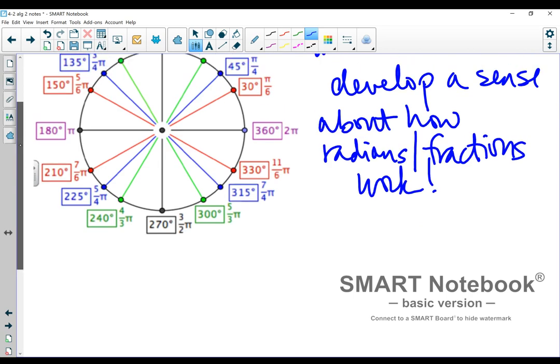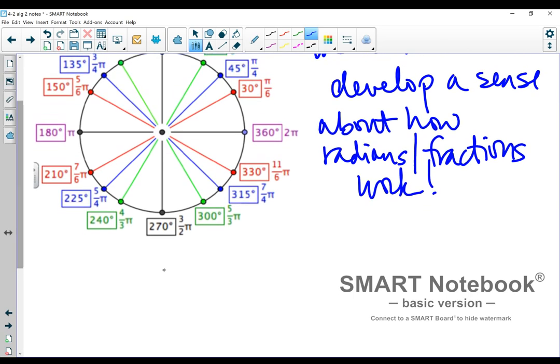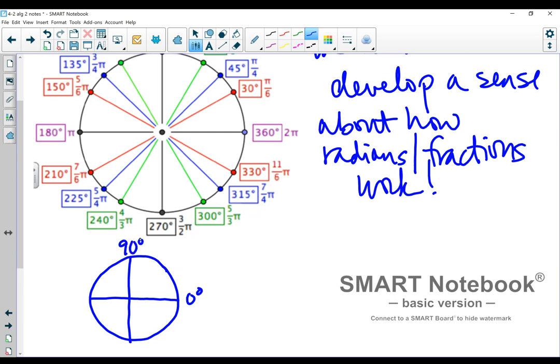If I am thinking about just this unit circle, and I'm thinking about 0 degrees and 90 degrees and 180 degrees and 270 degrees, and I want to convert this to radians, I know that 0 would just be 0. All the way around would be 360 degrees, which is the same thing as 2 pi. I know that 180 is the same as pi radians. So 90 is halfway between 0 and pi, so this is going to be pi over 2.